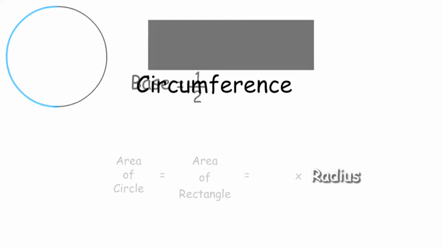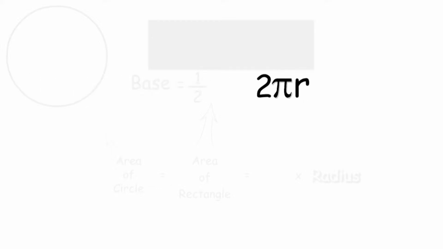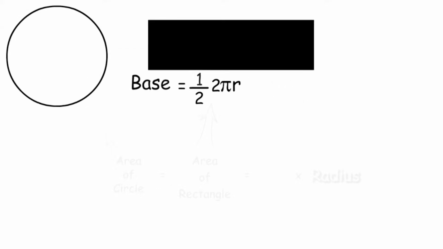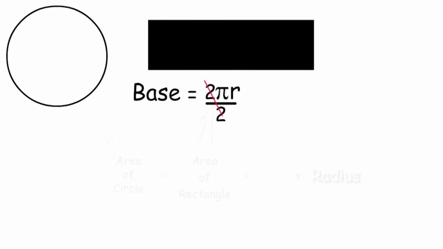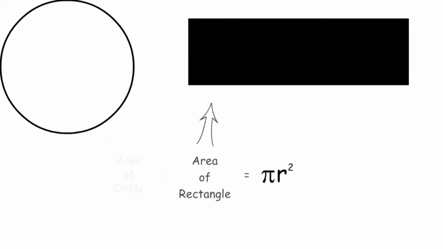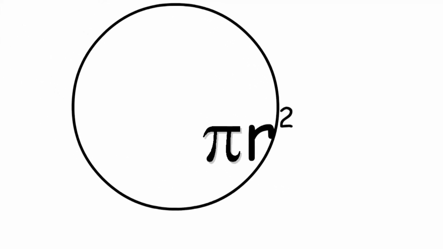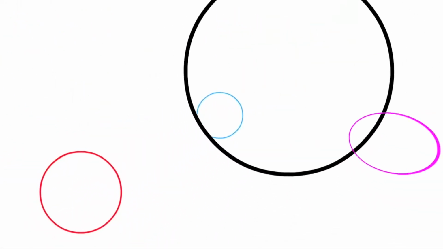Now recall that circumference is equal to 2 pi r. So half of circumference is equal to pi into r. So now base is equal to pi r. Now base into height is pi r into r, which is equal to pi r square, which is the area of this rectangle, and which in turn is the area of the circle. So pi r square can be used to calculate the area of any circle.